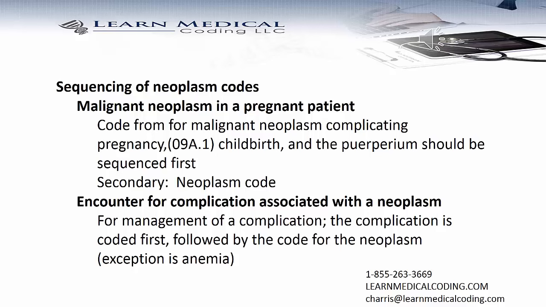Encounter for complication associated with a neoplasm. For management of a complication, the complication code goes first, followed by the code for the neoplasm. Okay, and as you can see, there's a little note here with the exception of anemia, because if a patient is noted as having anemia due to a neoplasm, the neoplasm code will go first and the anemia code will go second.